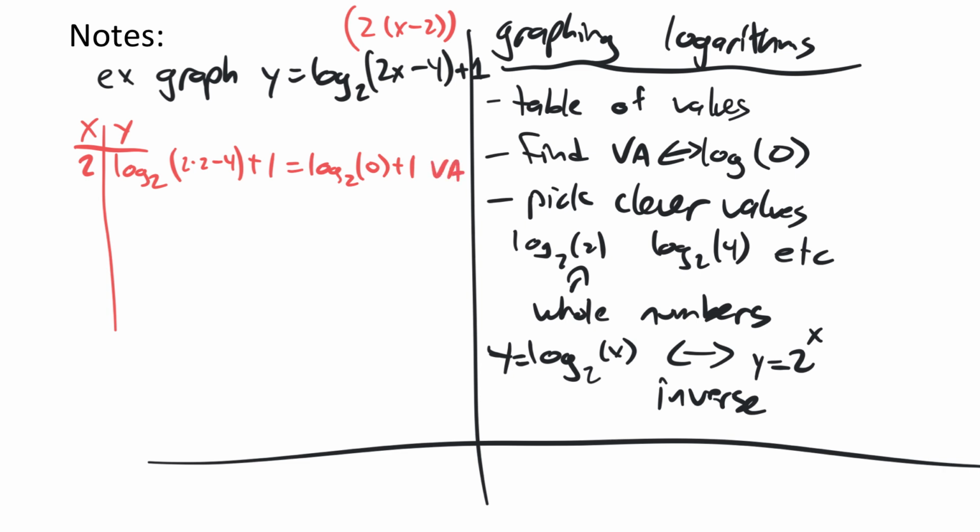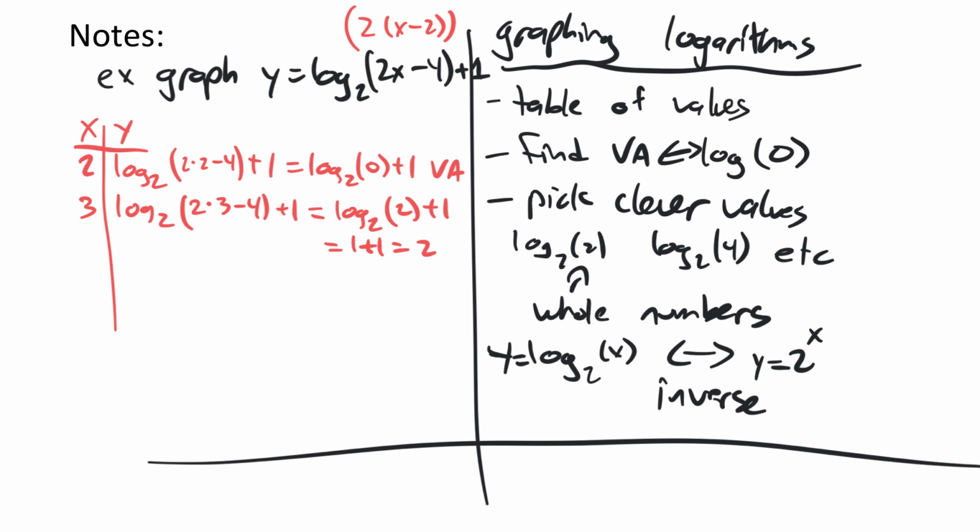Then you could try 3. Log base 2 of 2 times 3 minus 4, plus 1. So that's going to be log base 2 of 6 minus 4, which is 2, plus 1. Log base 2 of 2 is 1, so this is going to give you 1 plus 1, which is 2. So that worked out nicely.